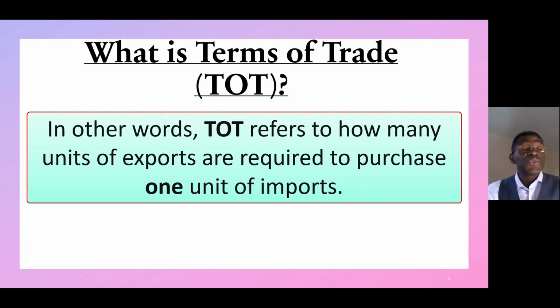Before we even get into the details of what TOT actually means, it is important to understand that it is essentially good news if more of a country's exports purchase 1 unit of imports than it is for fewer of a country's exports to purchase 1 unit of imports. Let me say that again. It is essentially good news if more of a country's exports purchase 1 unit of imports than it is for fewer of a country's exports to purchase 1 unit of imports.